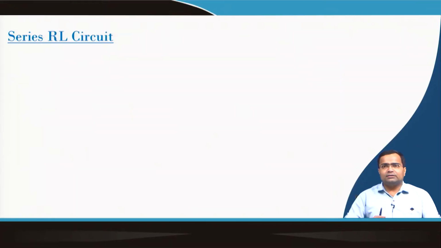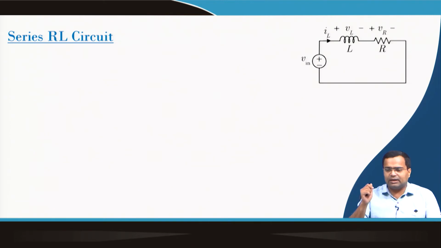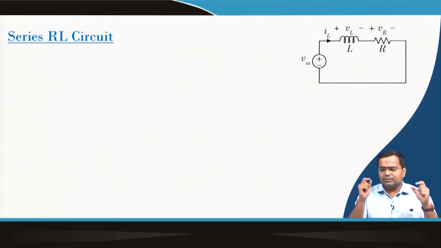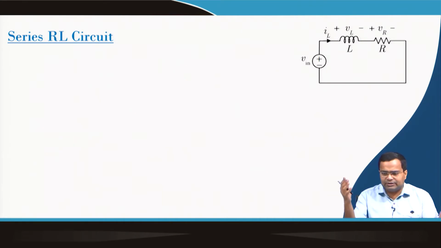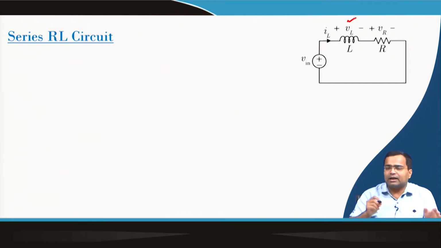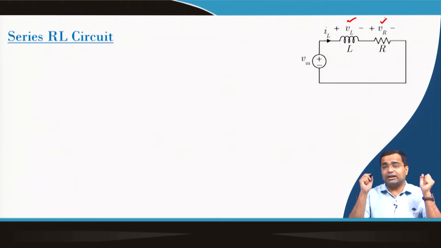So, the series RLC circuit is a very simple well known circuit, and it is shown here. Here we are considering one input voltage V in, which can be DC voltage, which can be pulsating voltage, which can be AC voltage. It is just a source, and the voltage across the inductor is VL, which is shown here, and the voltage across the resistance is VR, with their polarity shown here.